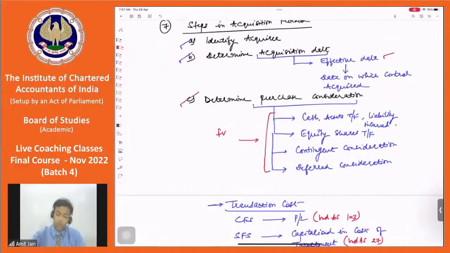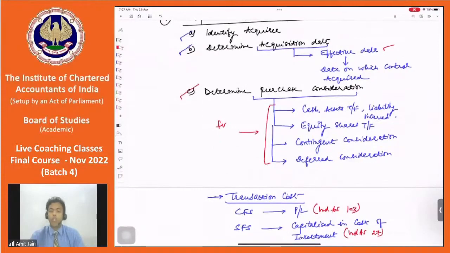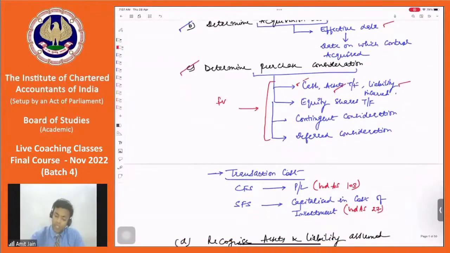Then we said we need to identify what is purchase consideration. Purchase consideration can be in the form of cash, in the form of assets, in the form of liabilities incurred. Purchase consideration can be in the form of equity shares transferred. Purchase consideration can be in the form of contingent consideration transfer. What is contingent? Which is dependent on the occurrence and the non-occurrence of a future event. Purchase consideration can be the deferred consideration.